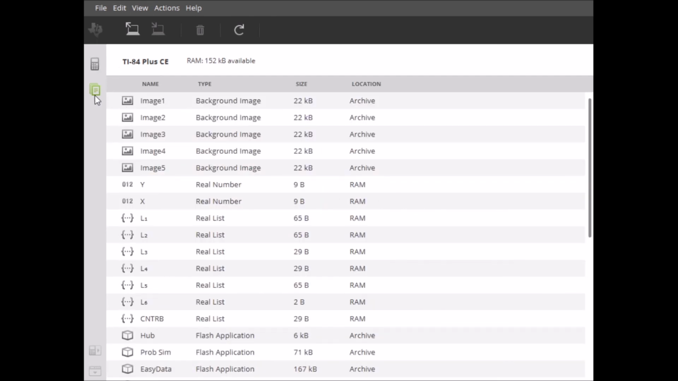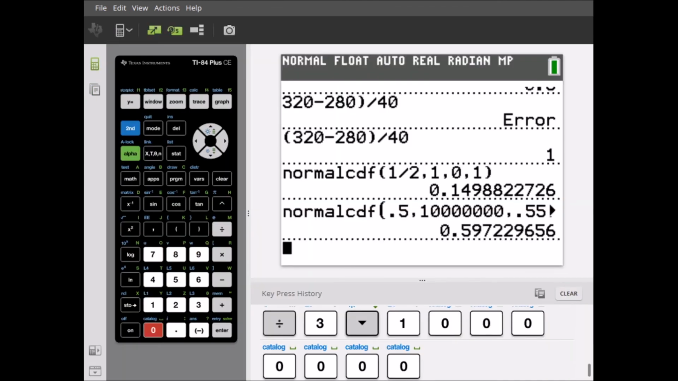Change workspace. Sorry about that. Broke the calculator for a second.